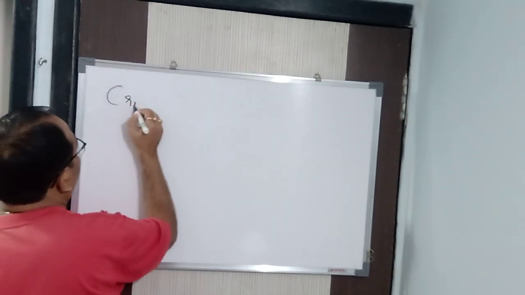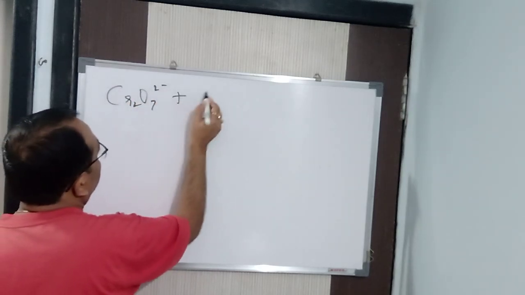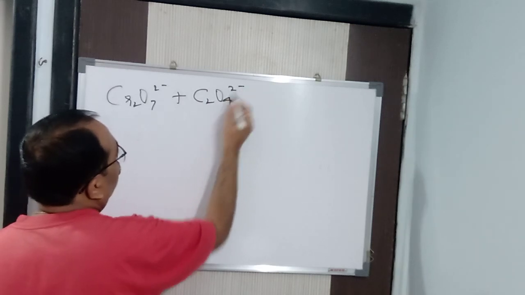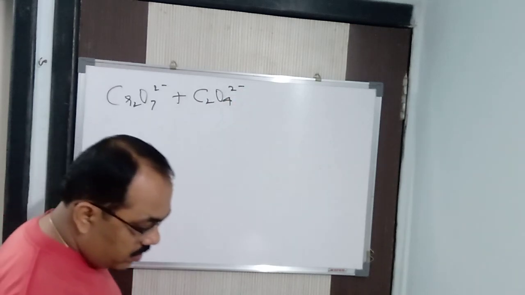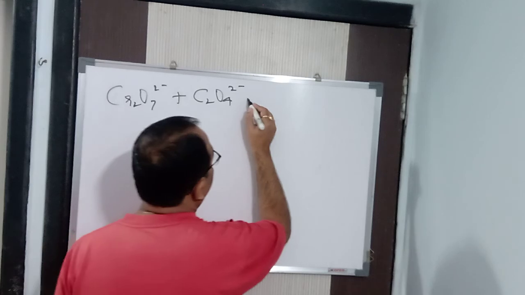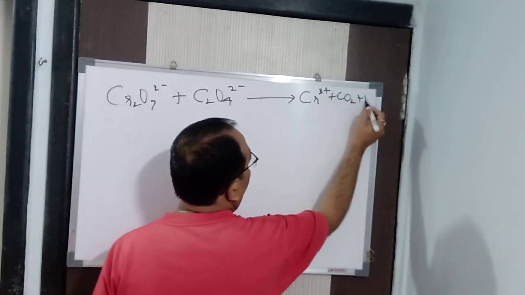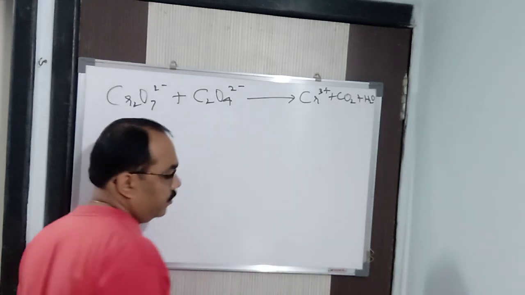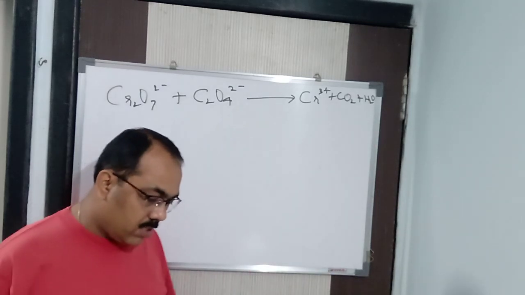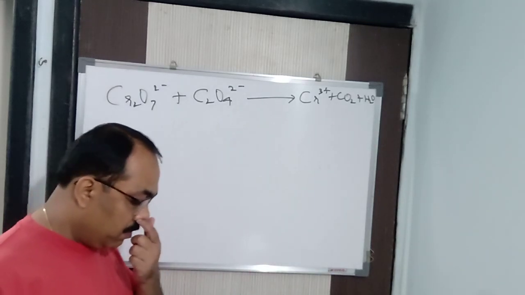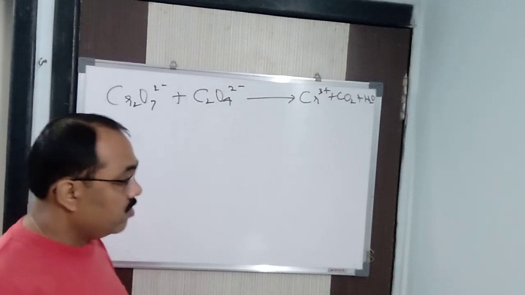Cr2O7 2 minus plus C2O4 2 minus gives Cr3 plus, CO2 plus water. Alright? So Cr3 plus, CO2 plus water. In this way we got this particular reaction.